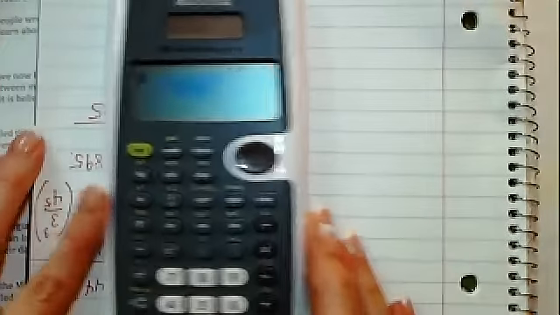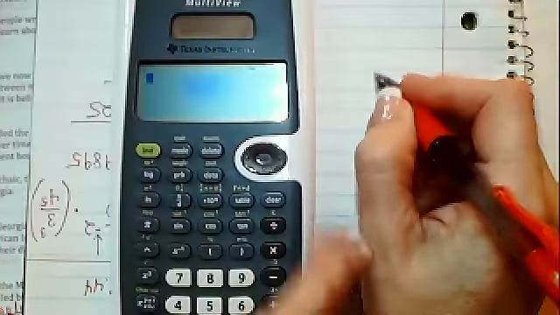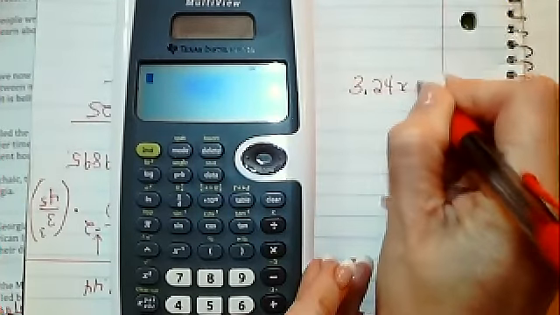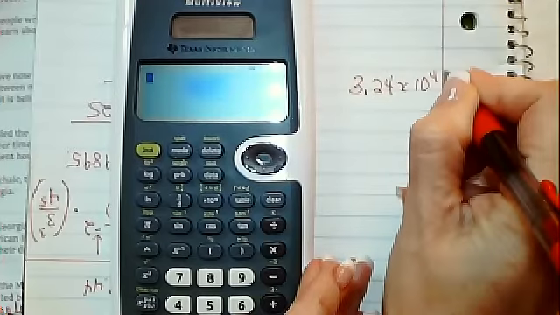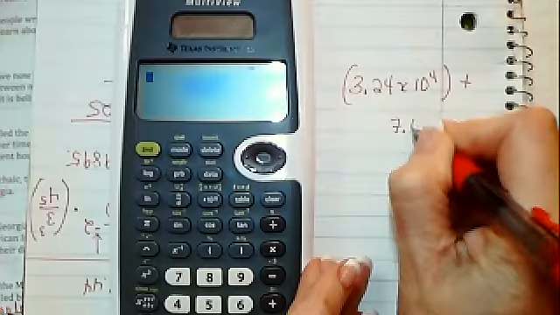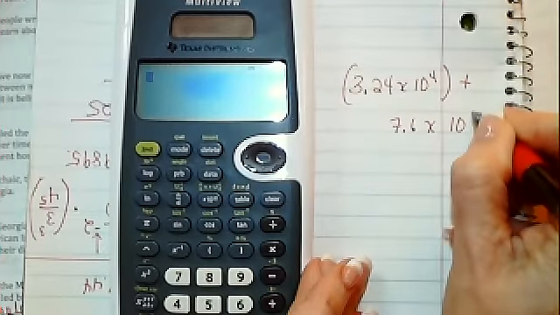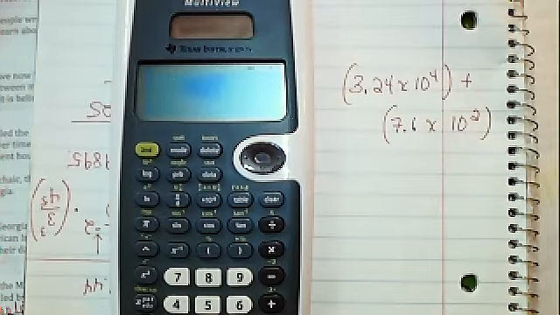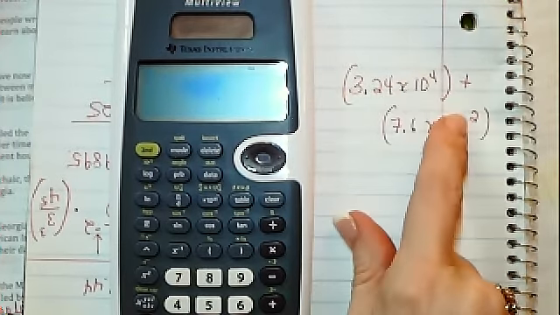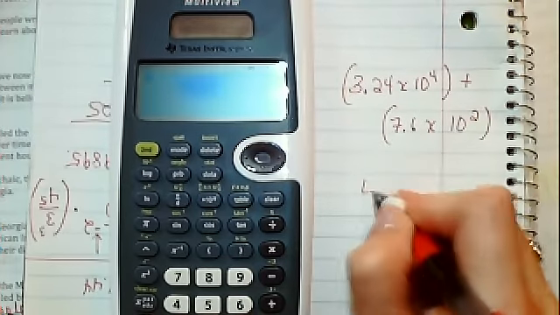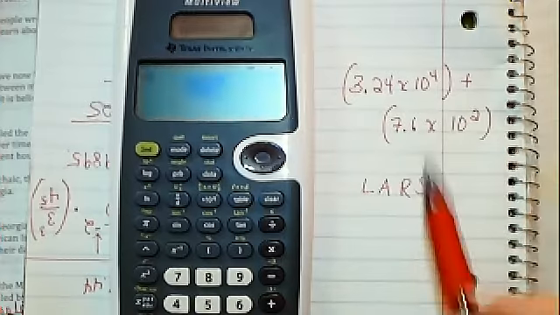So I want to show you guys this is important because let's say my math problem is 3.24 times 10 to the 4th plus 7.6 times 10 to the 2nd. Now I told you earlier today that you can add and subtract as long as your exponents match each other. Well, these do not match each other. So I would have a lot of conversions to do first. I would have to do left, add, right, subtract. I'd have to move my decimal.